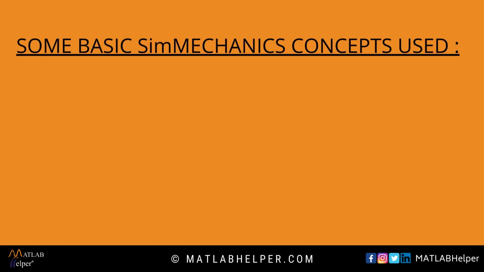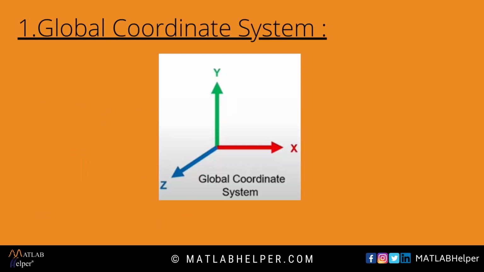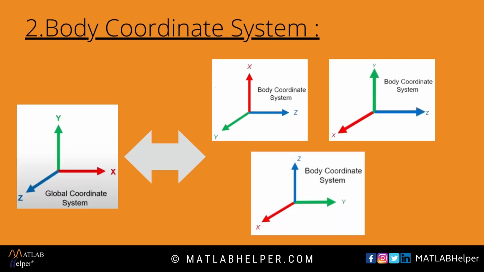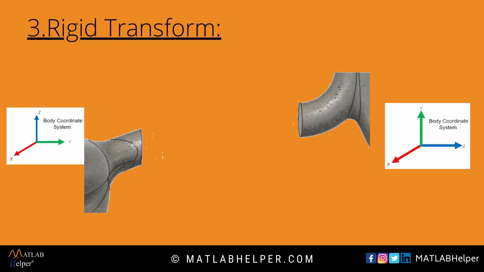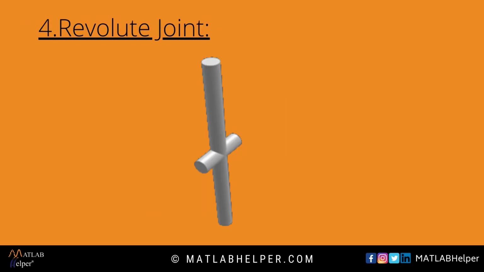For this simulation, we need to know some basic concepts of SimMechanics used. The basics are global coordinate system, body coordinate system, rigid transform, and revolute joint. Global coordinate in Simulink is defined such that the directions of the x, y, and z axes are oriented in such a way. The body coordinate system can be oriented in any way. Rigid transform helps in connecting two bodies of different coordinate systems. The revolute joint models a joint that has one rotational degree of freedom. The axis of rotation is aligned with the z-axis of the joint base frame.